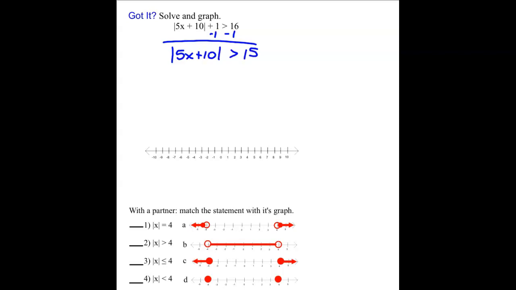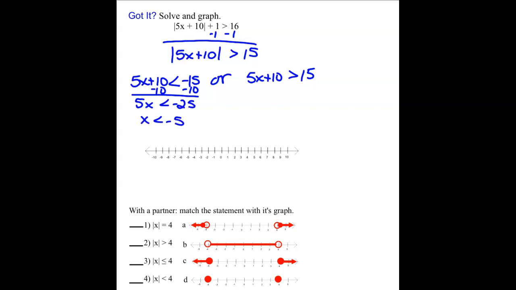All right, now we have a greater, so 5x plus 10 could be greater than 15, just like we see there, or 5x plus 10 could be less than the opposite of 15. Solving each of these, let's subtract our 10 and divide out the 5. We end up with x being less than negative 5. So that would look like that on our graph, from negative 5 on to the left side.